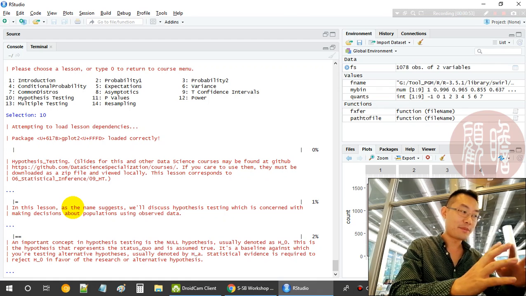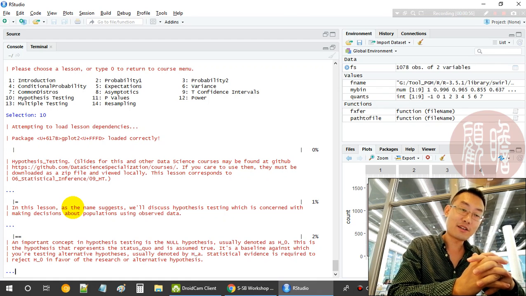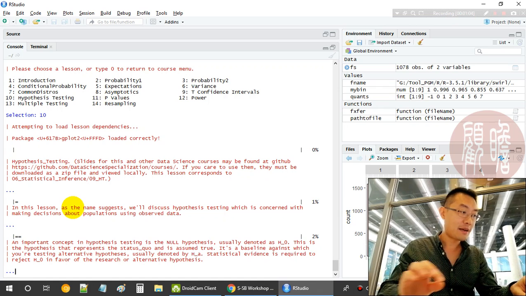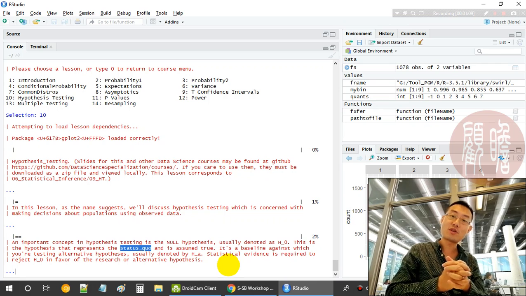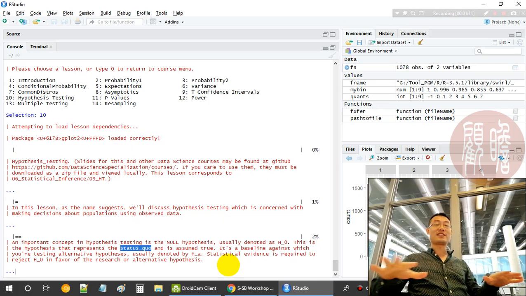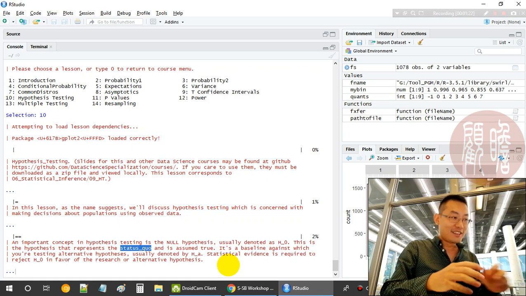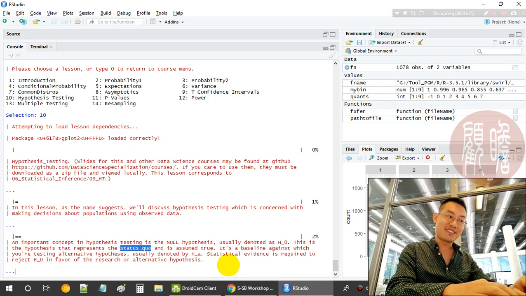An important concept in hypothesis testing is called the null hypothesis. It's usually denoted as H0. H0 is a hypothesis representing the status quo and is assumed to be true. Status quo means no change, everything is still the same. So yesterday I ate chicken rice, and today, status quo, I eat chicken rice again. If nothing changes, then tomorrow I will eat chicken rice again. So this is called a null hypothesis. Nothing new, nothing changed, nothing exciting. Every day is a good old day.